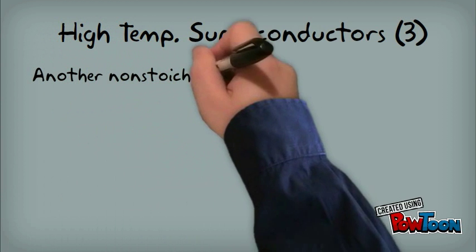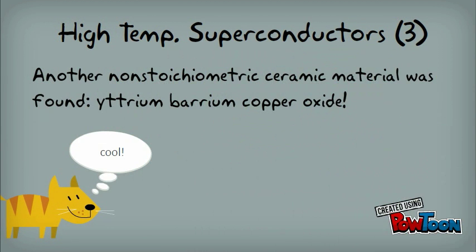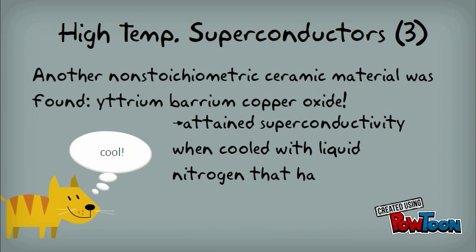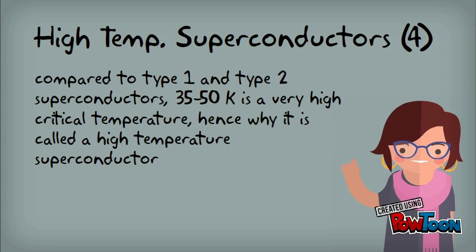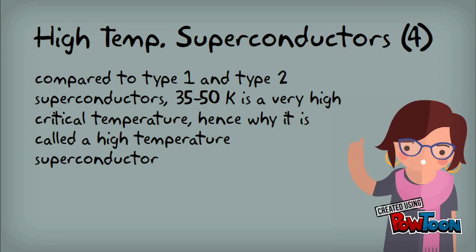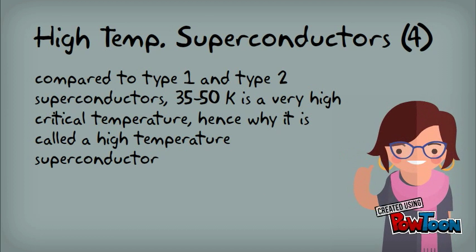Another non-stoichiometric ceramic material that was found was yttrium barium copper oxide. It attained superconductivity when cooled with liquid nitrogen that had a boiling point of 77 degrees Kelvin. To put into context, it was a temperature of negative 369 degrees Fahrenheit. Compared to type 1 and type 2 superconductors, 35 through 50 degrees Kelvin is a very high critical temperature, hence why it is called a high-temperature superconductor.